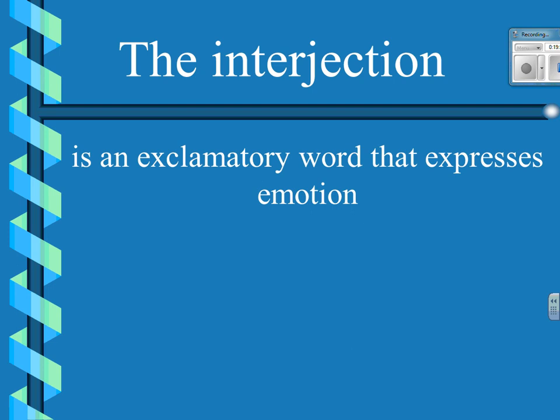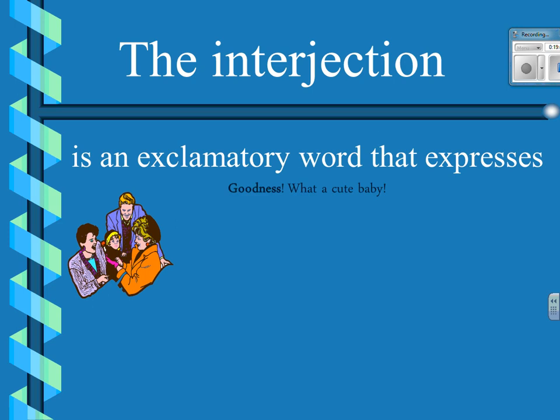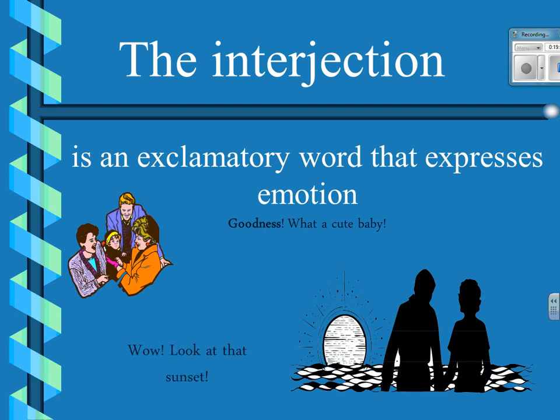The interjection is an exclamatory word that expresses emotion. Usually you exclaim it like, goodness, what a cute baby. Goodness is the interjection in this sentence. In fact, if you notice, it is standing alone before the sentence with an exclamation point after it. Wow, look at that sunset. Again, an exclamatory word with an exclamation point. Wow is our interjection in that sentence. Sometimes you'll see them separated by commas as well. Like oh might have a comma after it instead of an exclamation point.